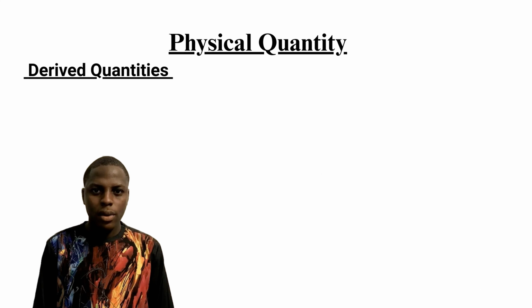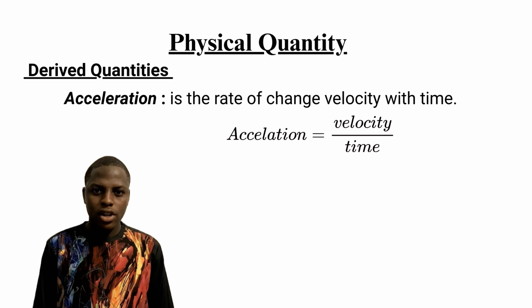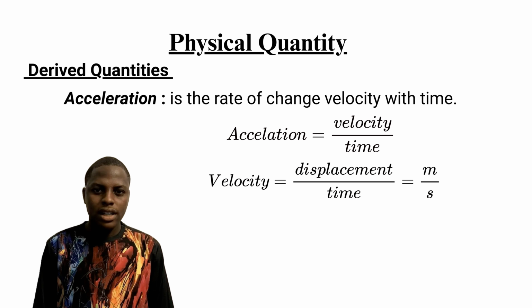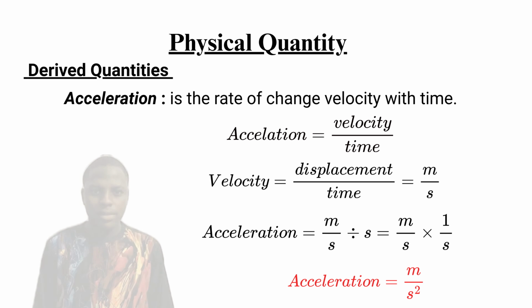Let's take one example: acceleration. Acceleration is the rate of change of velocity with time. Velocity itself is meters per second. When we divide that by time again, we get meters per second squared. That's how the unit m/s² is formed. Every derived quantity follows this same pattern.